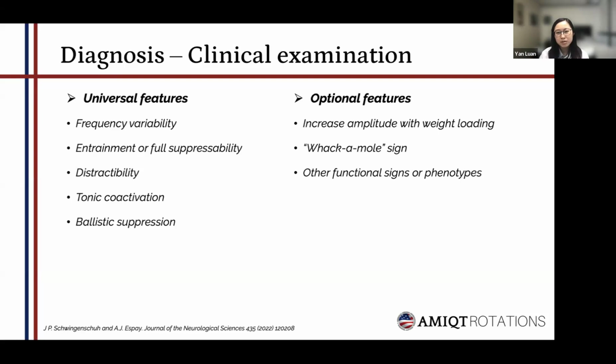And there are also some optional features which may not be present in every patient with functional tremor. The first is that the tremor amplitude increases with weight loading on the part of the body that tremors. And the second is the Raynaud sign. This means that when the examiner is trying to stop the tremor of a body part, the tremor will spread to other body parts. And there are also some other functional signs or phenotypes.